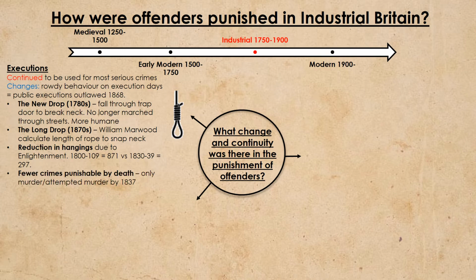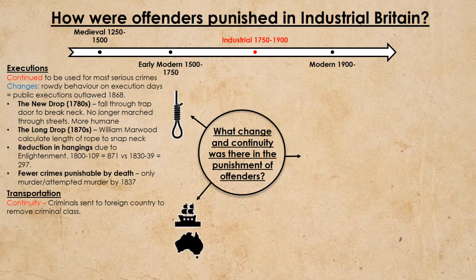There are also fewer crimes punishable by death. So as I've mentioned, in the early modern period, you get a rapid rise and increase in the number of crimes punishable by death. The authorities reverse that in the industrial period. By 1837, only murder and attempted murder are punishable by death. Some of the crimes that are no longer punishable by death during this time period include forgery, sheep and cattle stealing, as well as letter opening. They are all no longer punishable by death.